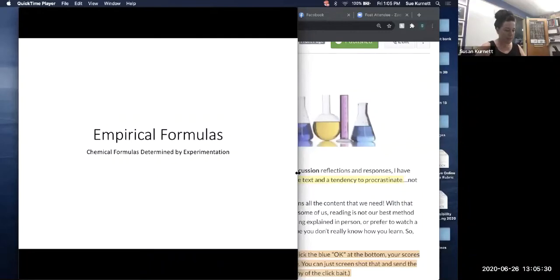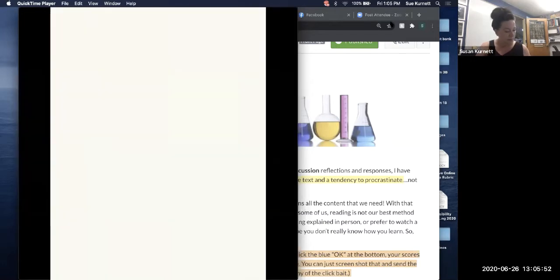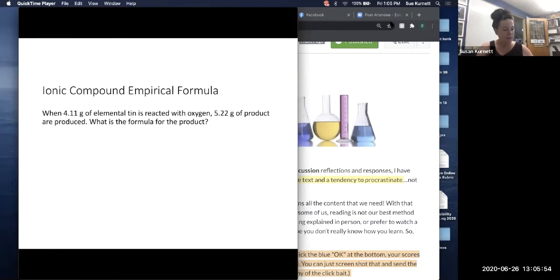We begin. Empirical formula. Empirical just means determined through experimentation, so what you would find in the lab. And then formula obviously is for either an element, if it's polyatomic, or covalent or ionic compounds. So right now we're talking about compounds. I'm going to take those separately. I'm going to start with ionic first and then do covalent second.